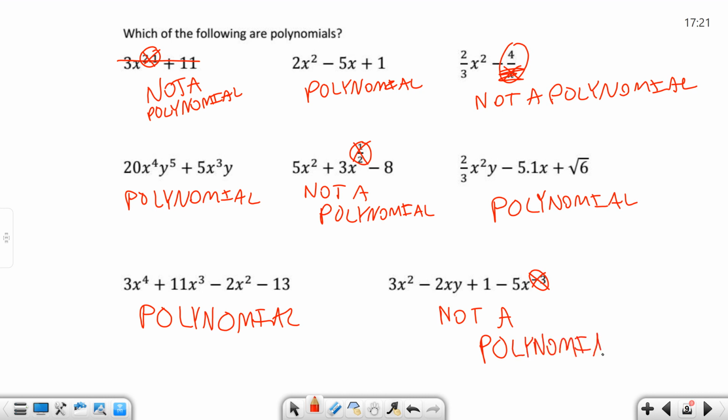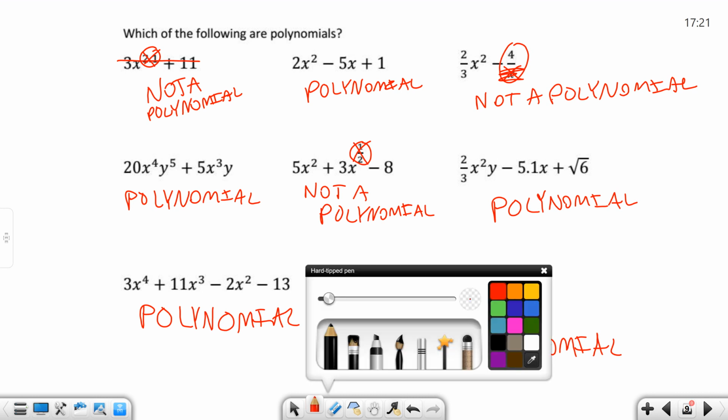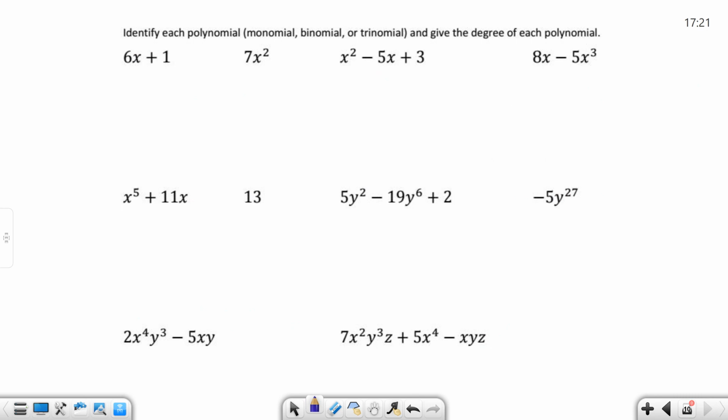So again, you could have done this really quickly without writing out the words like that. We could have just talked about them, but I wanted to have them here for you to see. Not a polynomial or is a polynomial. And then if it's not, why? And so we kind of marked out the reasons why on the ones that were not a polynomial. All right?